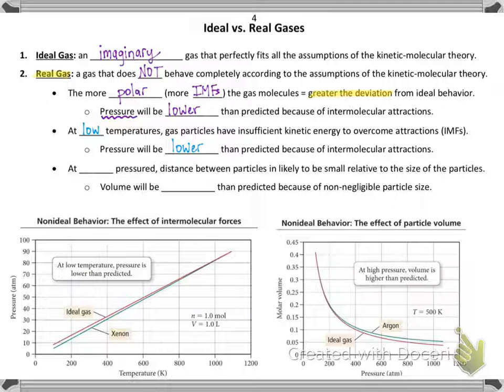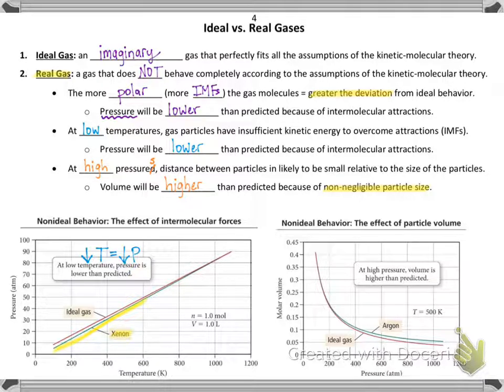Something else you can do to make a gas behave less than ideally is apply high pressures. One of the postulates of KMT says that the volume of a gas is negligible, but if you squish them with a high enough pressure close enough together, then the distance between them is no longer negligible. So volume in this case is going to be higher than predicted because the gas particles are actually taking up notable amounts of space. So here's a graph of this. Notice the idea: at low temperatures, pressure is lower than predicted. So if you measure xenon, as opposed to this theoretical ideal gas, it's going to be just a little bit lower.